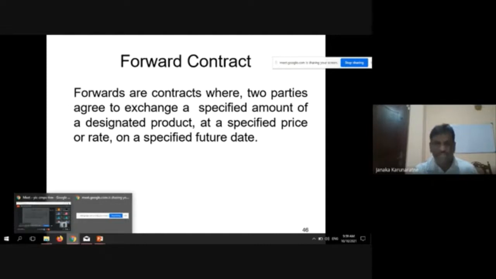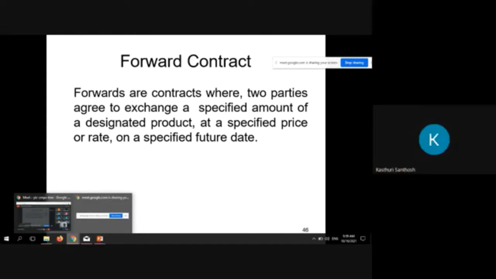What is the main disadvantage? Anybody? Any ideas? What is the possible disadvantage? For the forward contract, there can be a default, because no underlying assets are involved in it, and there is no security or any margins involved.